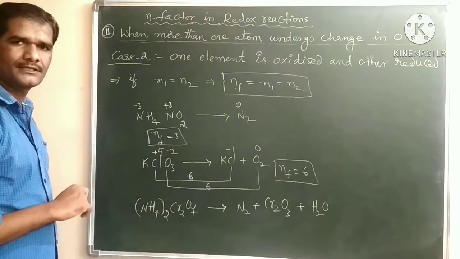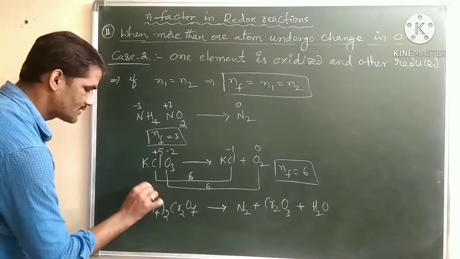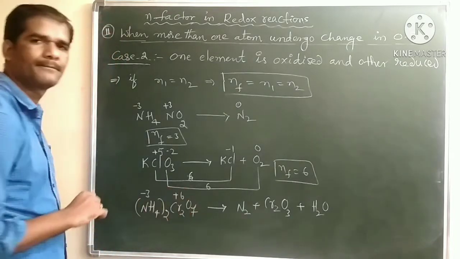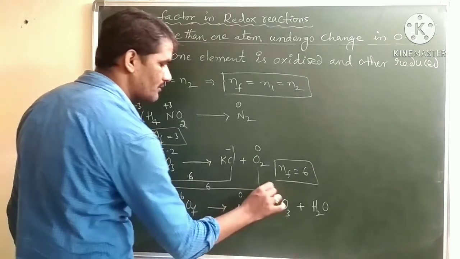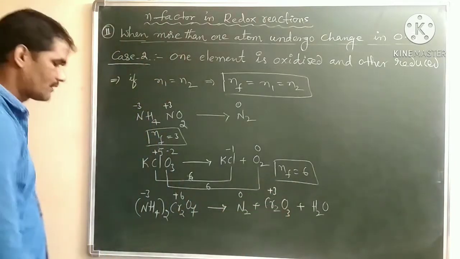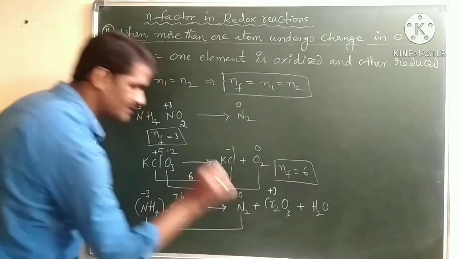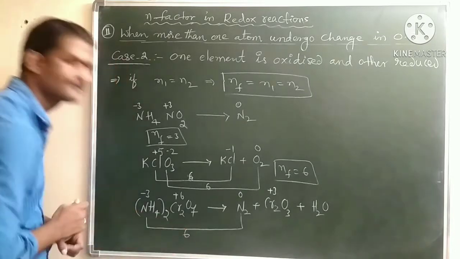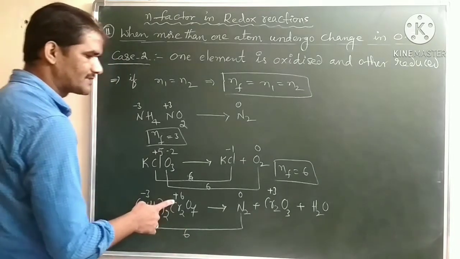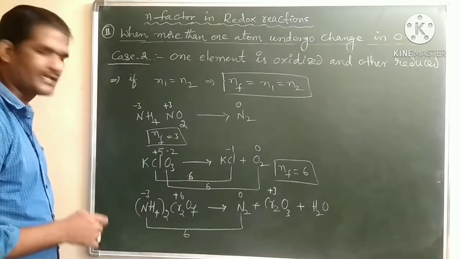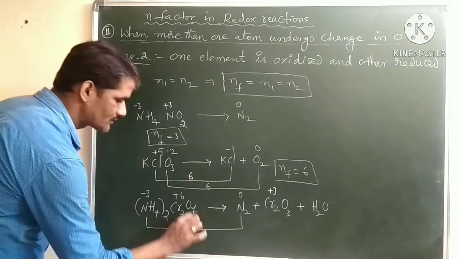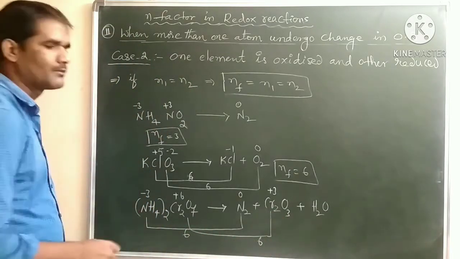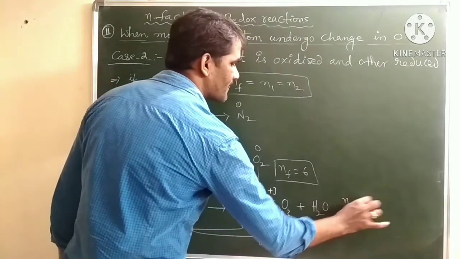Similarly ammonium dichromate. Here nitrogen is in -3 oxidation state and chromium in +6 oxidation state, and here nitrogen 0, chromium +3. Nitrogen -3 to 0. Change is 3, but there are 2 nitrogens. Overall change is 6. And here chromium +6 to +3. Change is 3, but again 2 chromiums are there. Here also the change is the same, 6. So resultant n factor for ammonium dichromate is 6.